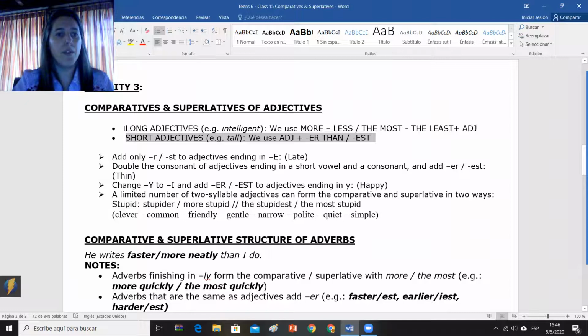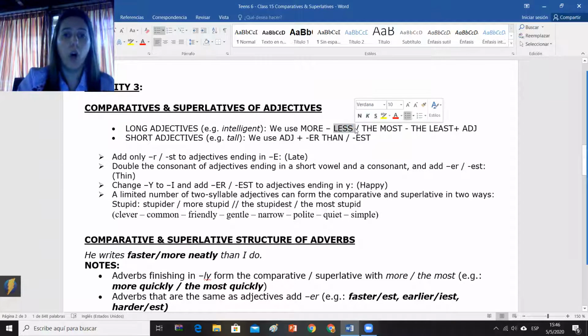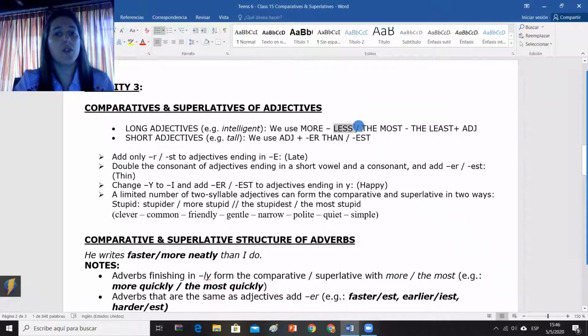What happens if you have a long adjective, as in intelligent? To compare, we are going to use more or the opposite, less: more intelligent than, less intelligent than. If it is the superlative, we have the most intelligent, the least intelligent.